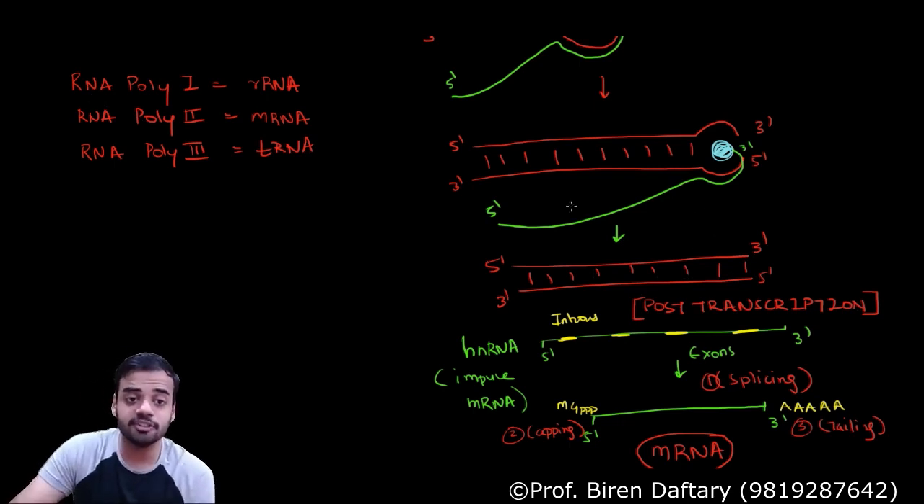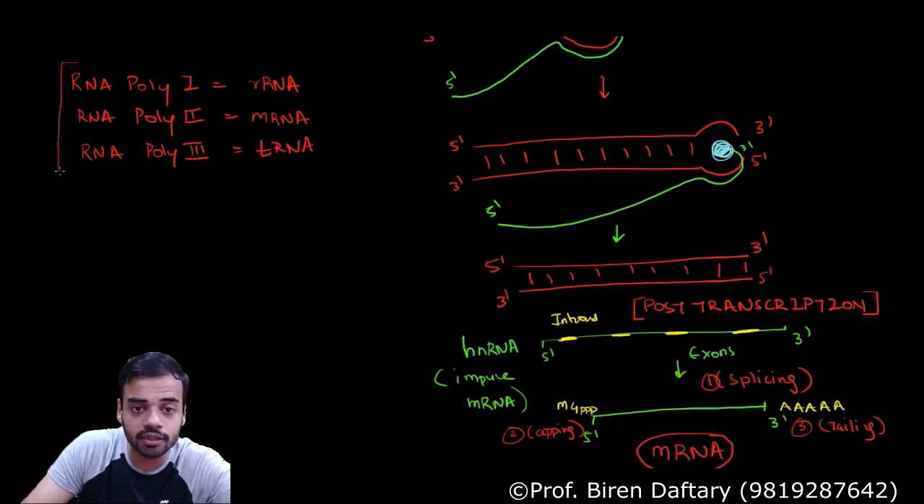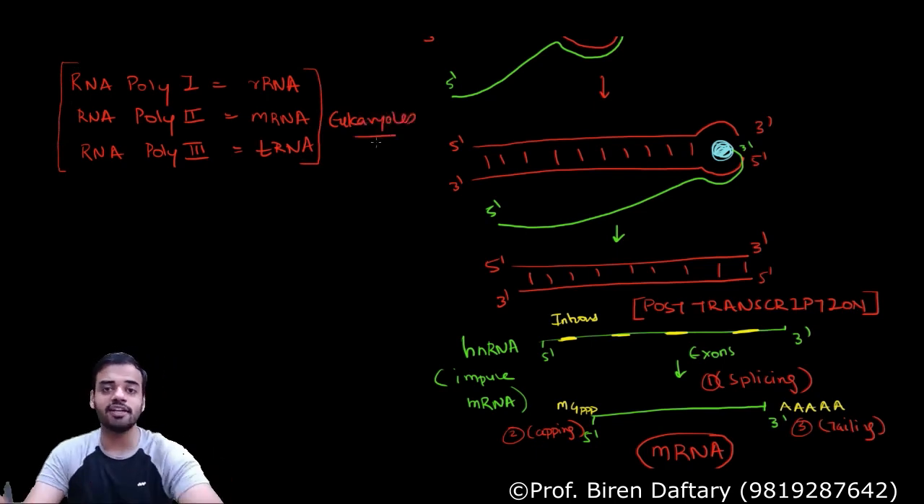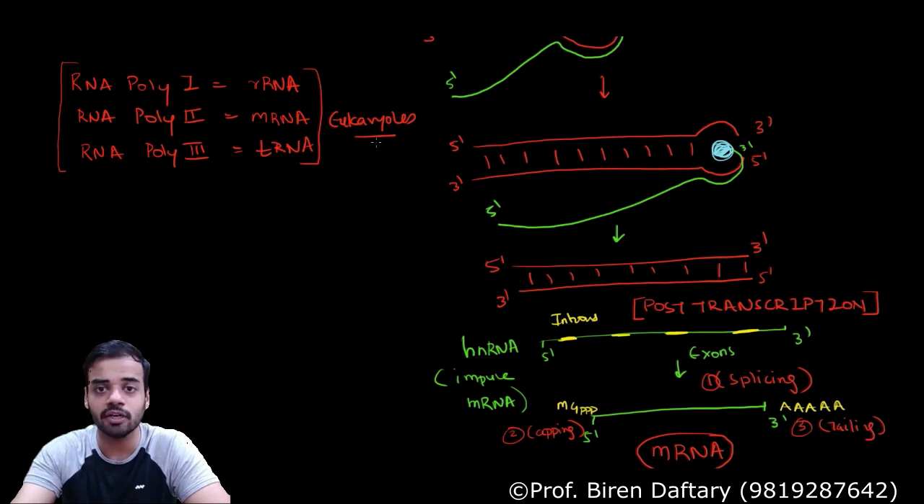Okay, this is present in eukaryotes. It is very important to remember that all these enzymes are present in eukaryotes, whereas in prokaryotes there is only RNA polymerase. There are no three enzymes. The second thing to remember is post-transcriptional modification, splicing, capping, tailing doesn't occur in prokaryotes because their mRNA doesn't have introns. So directly they produce mRNA only. They do not produce heterogeneous nuclear RNA.